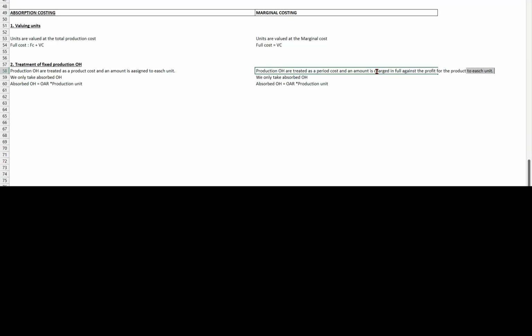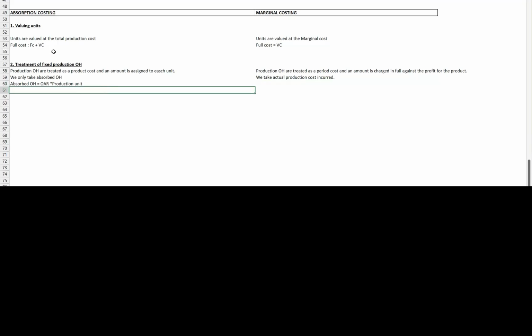Right. And here we take the actual production cost incurred, not absorbed. And one more thing that you guys need to remember is that in case of marginal costing, there is no under and over absorbed overhead, I mean under and over absorption. We will talk about this later on. Stay tuned with me during this video.